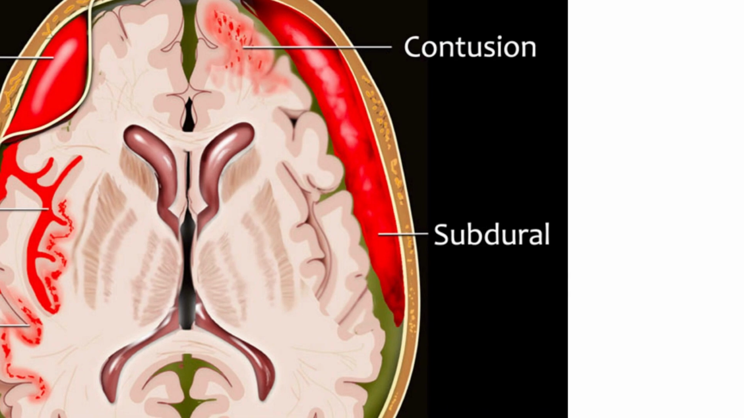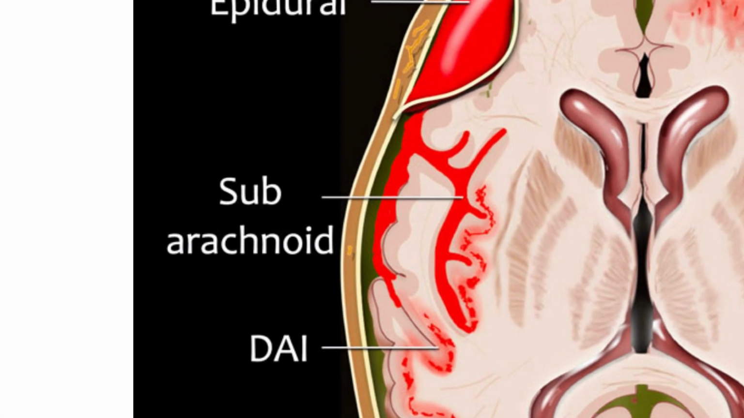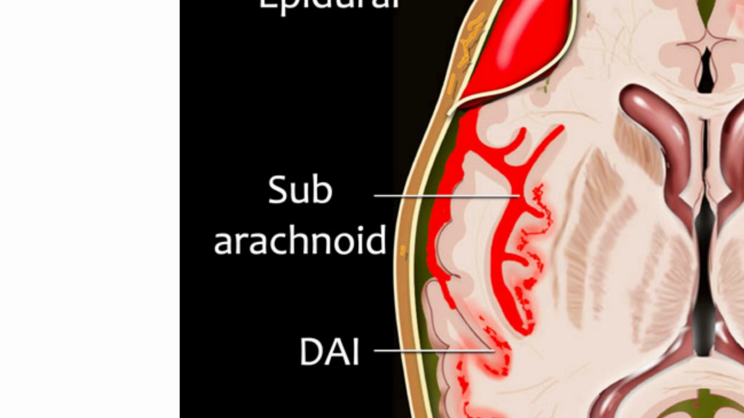A subdural hemorrhage is a type of bleeding that often occurs outside the brain as a result of a severe head injury. It takes place when blood vessels burst between the brain and the dura mater into the subdural space. A subarachnoid hemorrhage is a type of stroke, caused by bleeding on the surface of the brain into the subarachnoid space.